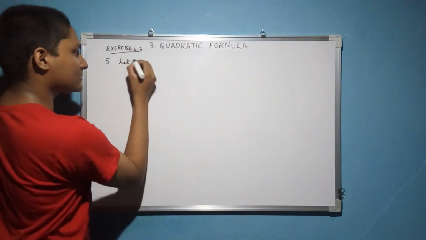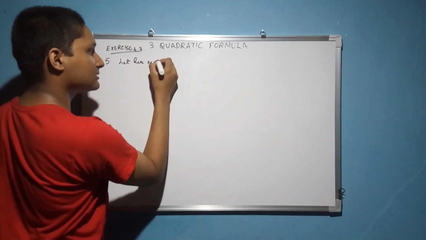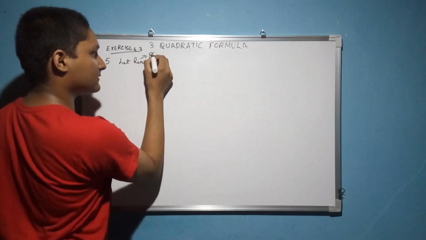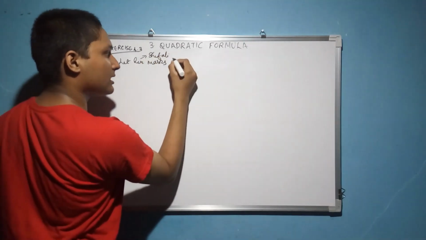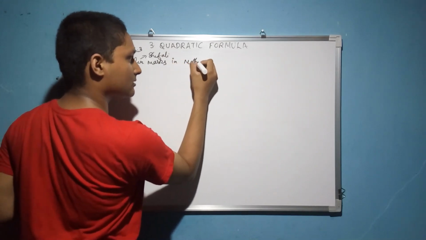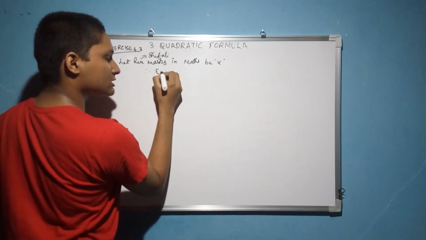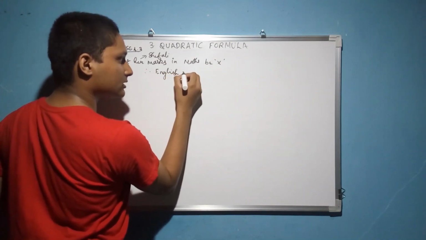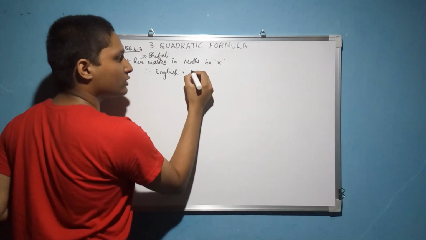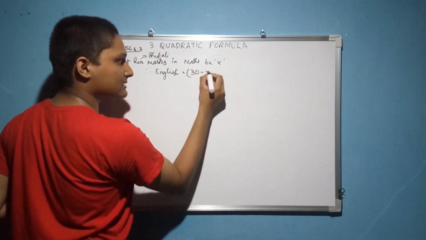So let her marks, so this is of Shefali, right? Let her marks in mathematics, or maths, be x. Therefore, in English, since the sum of those two is 30, she is going to get 30 minus x.